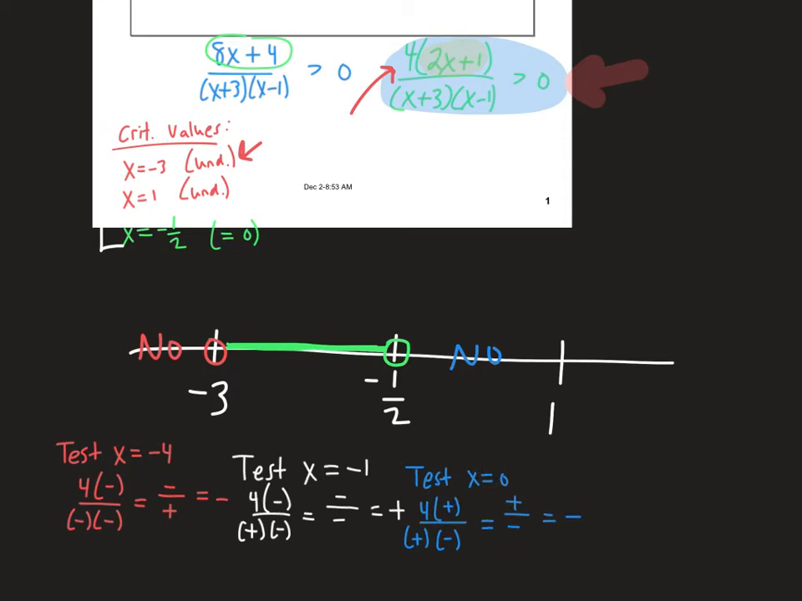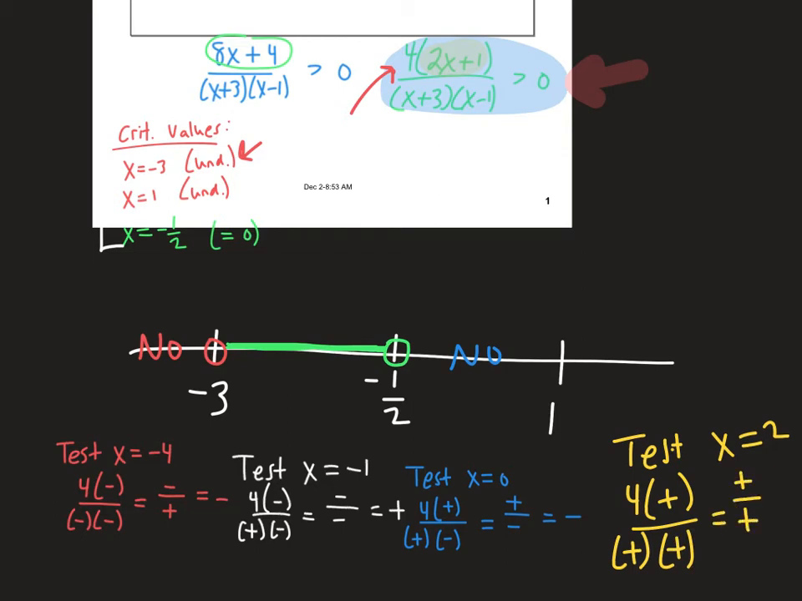And finally, what about numbers greater than 1? What if we want to test 2? Let's test x equals 2. All right, so if we test x equals 2, it's 4 times 2x plus 1. If x were 2, that'd be 2 times 2 plus 1, which would be positive. The x plus 3 would be positive, and the x minus 1 would be positive. So that's giving us a positive over a positive, which of course is positive, so that works. The endpoint of 1 itself did not work because that was an undefined value, but we just showed any number bigger than 1 is going to work.